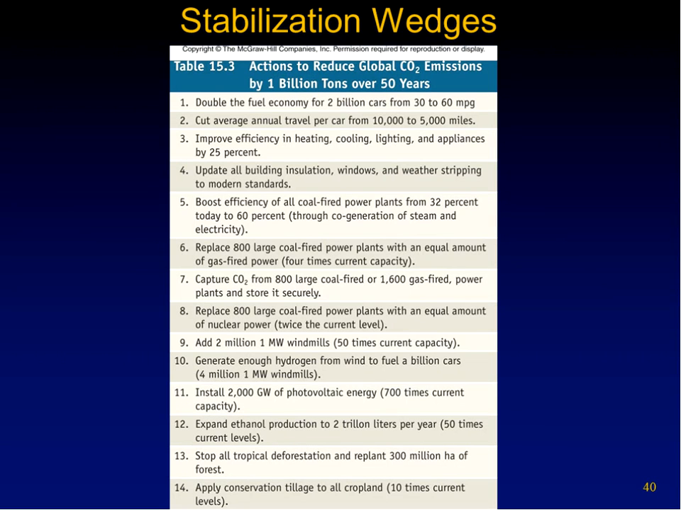This table gives a guideline and some specifics about stabilization wedges that we could use. As discussed in the opening case study, the idea of stabilization wedges is that they can work just by expanding currently available technologies and practical solutions that we have. To stabilize carbon emissions, we would need to cut about 7 gigatons in 50 years, as we stated in the previous slide.